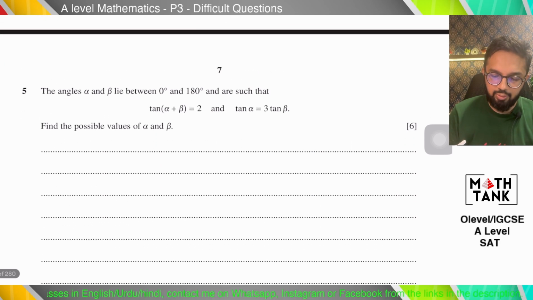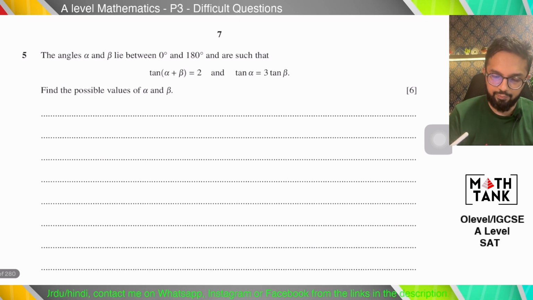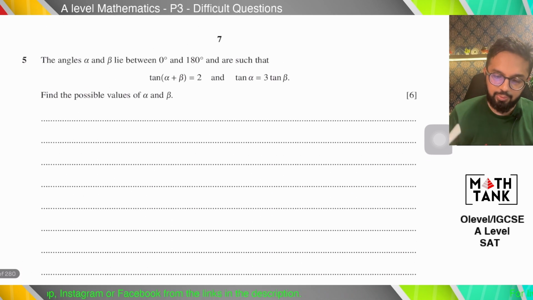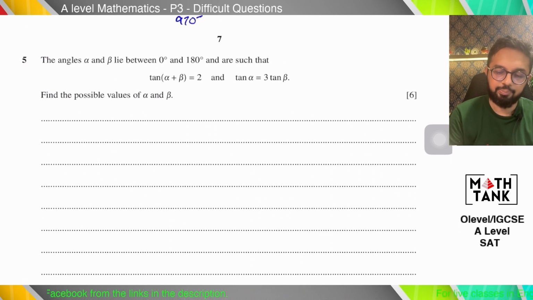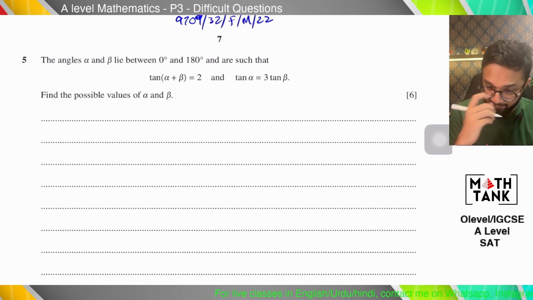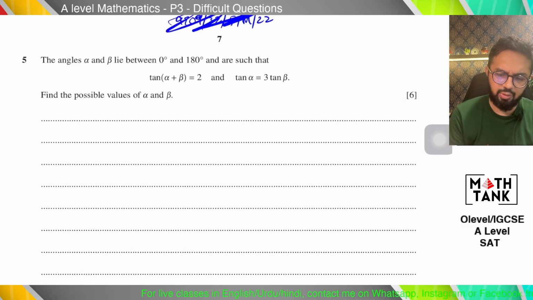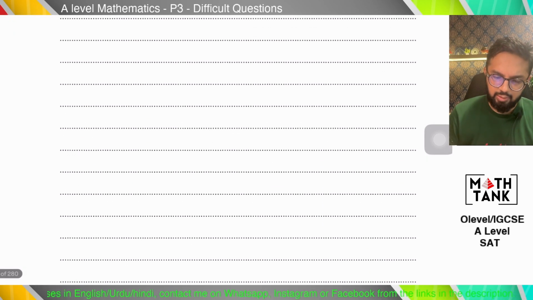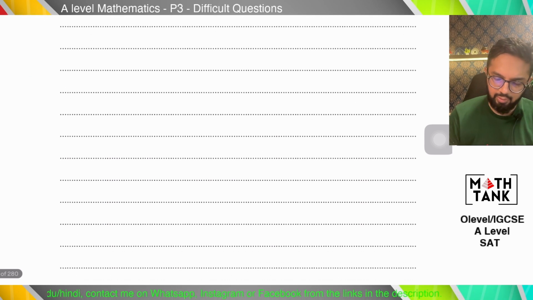Moving on to question number 5 from February, March 22, version 3.2. The angles alpha and beta. In fact, that's not a difficult question. I think I'll find another difficult question for you. That's the next question that I have.